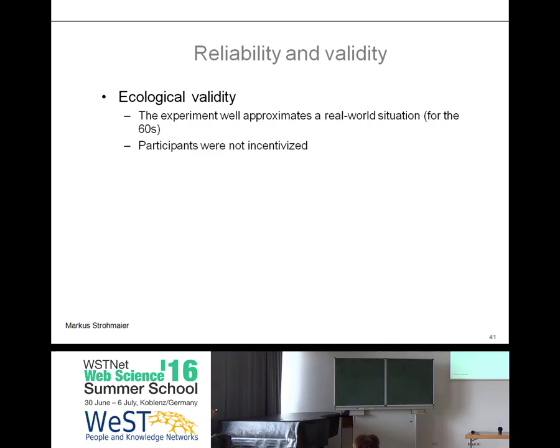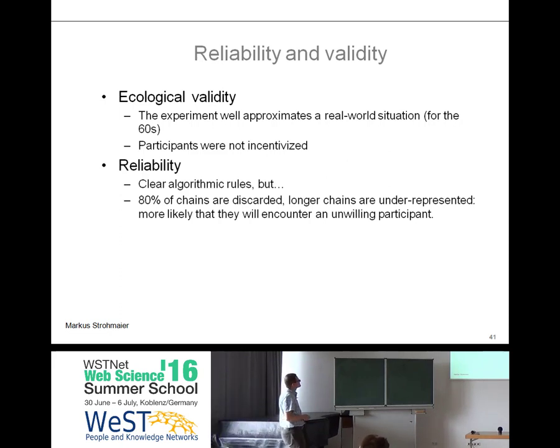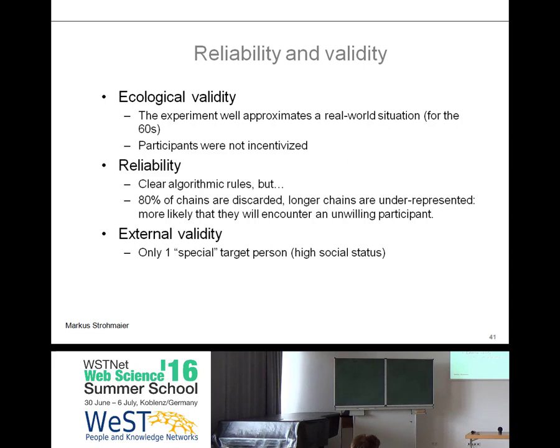And I just discussed a couple of these problems with validity. For example, ecological validity: the experiment was well laid out. It was sort of a very natural setting. With regard to reliability, we might wonder why 80% of the chains are discarded, as we have discussed; that might be a problem. External validity, that was the issue that we've just discussed: there's just one special target person, and maybe this person is really special, right? It was certainly a high-status person, a stockbroker in Boston, who can be assumed to maybe have a wider social network or be more known than other people. And there was a certain bias in the starting population.